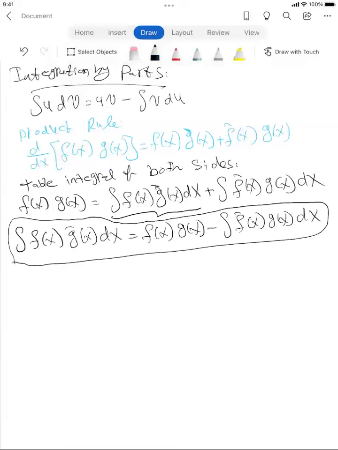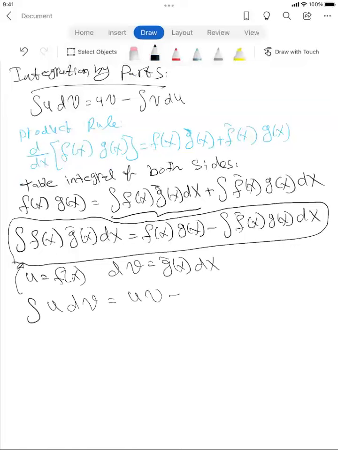Then all you need is basically to recognize that u equals f of x and dv equals g bar of x dx. So if you just make the substitution in this formula here, then you will get the integral of u dv equals uv minus the integral of v du. So that is the formula that we got above for integration by parts.